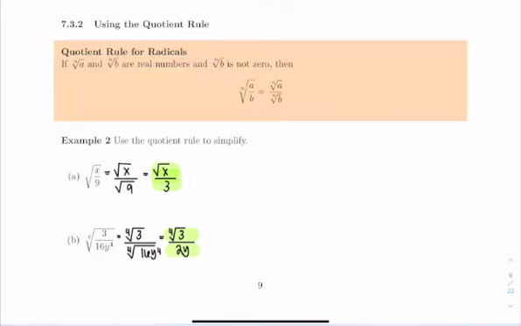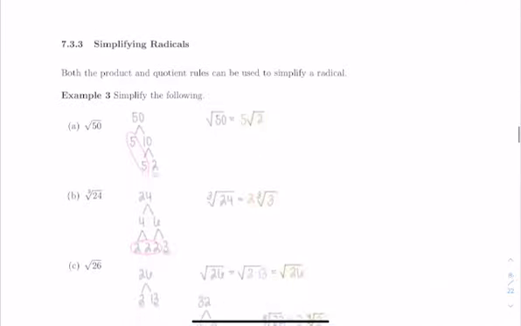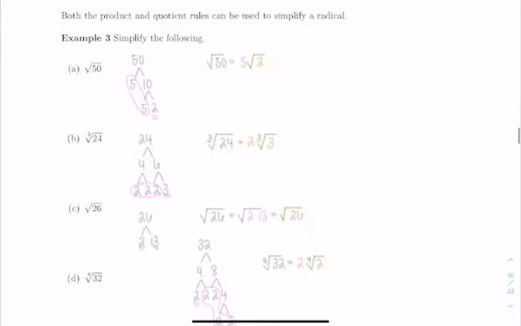Now we can use both the product and quotient rules to simplify a radical, but I personally like using factor trees because you don't have to be super comfortable with your perfect squares or perfect cubes or even perfect fourths to simplify with the product and the quotient rule. So let's go ahead and take a look at the square root of 50. So what I'm going to do is I'm going to break 50 down into its prime factors. It doesn't matter what factors you use because once you're done simplifying everything, you will get the same answer.